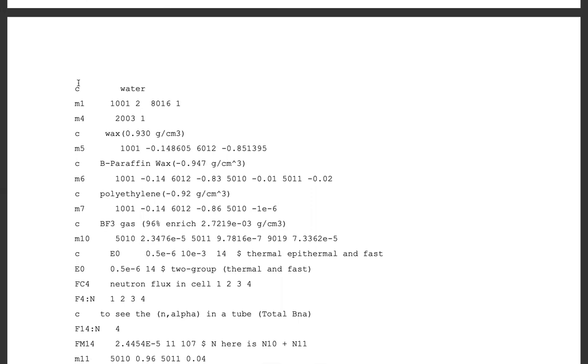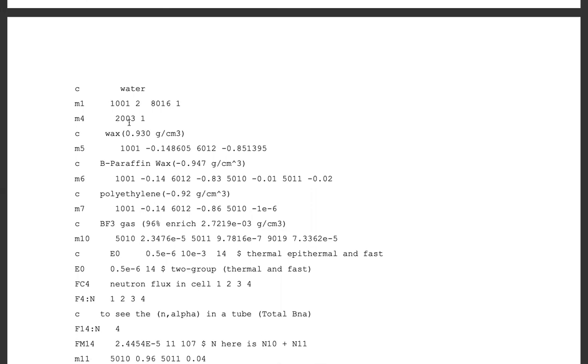Okay, so now let's define the materials. Water is material 1, H2O. What is this 2, 3? Okay, so that's helium 3. And why did I put helium?